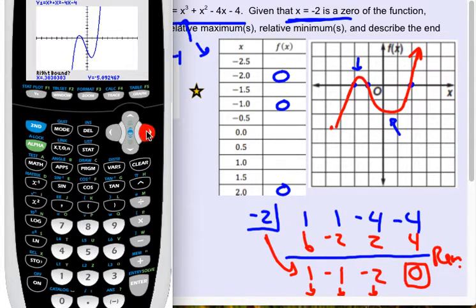Now it says right bound. So you have to get on the right-hand side. I could be right about here, that's fine. I just go up a little bit, and hit enter. So it's going to find a minimum in between these 2 points. Hit enter again. And the minimum is at y equals negative 6.6.